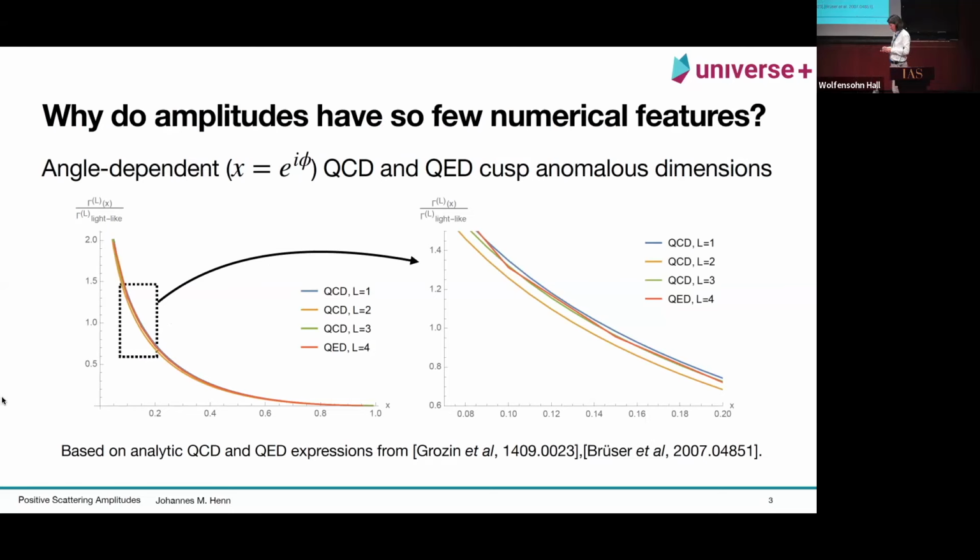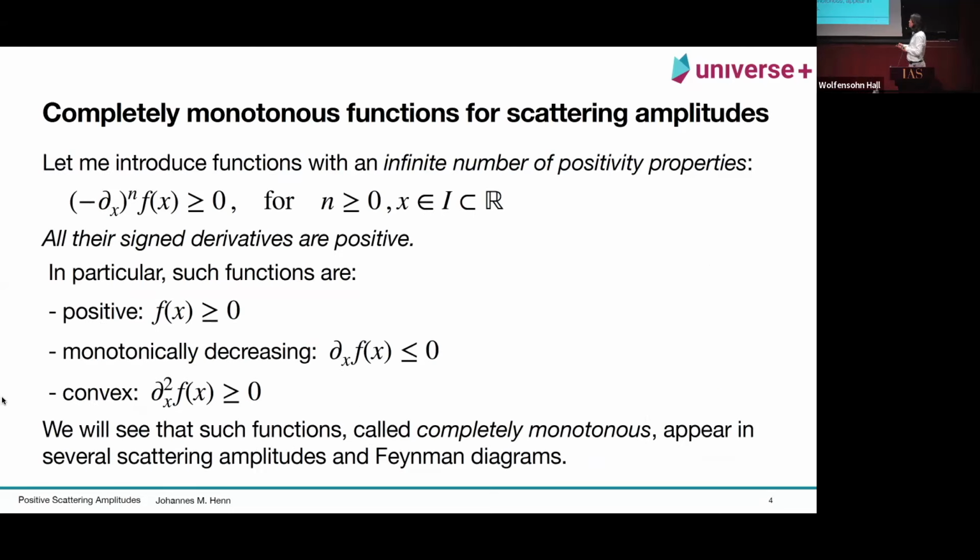So let's start with this. These are positive functions. But now I'm going to impose infinitely more conditions. I'm going to say that all the signed derivatives of these functions are positive. It's just this neat condition here. That means that, in particular, the first derivative is negative, so we have a monotonically decreasing function. The second derivative is positive, so we're talking about convex functions.